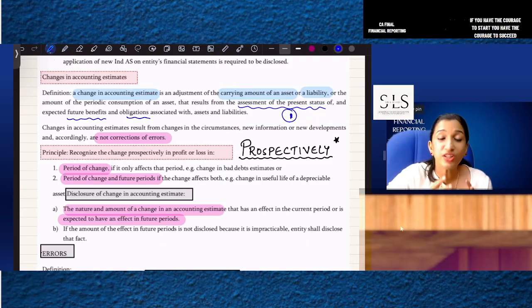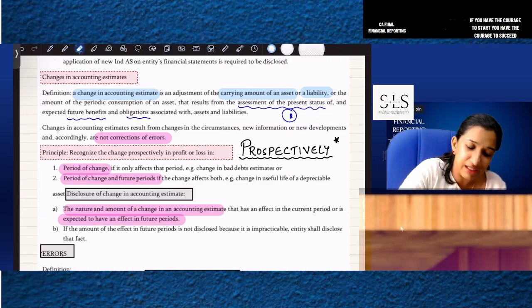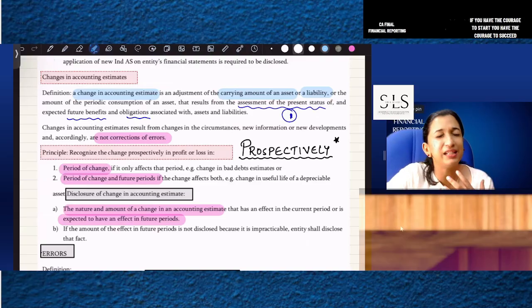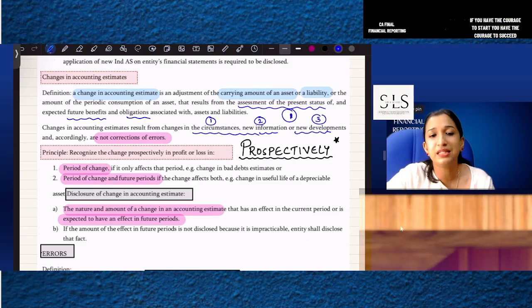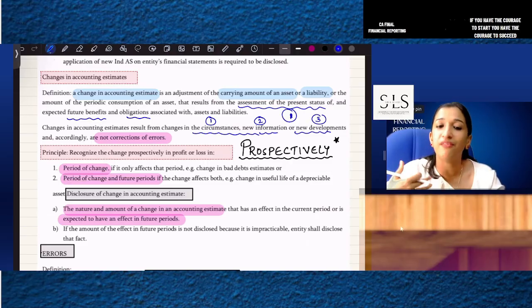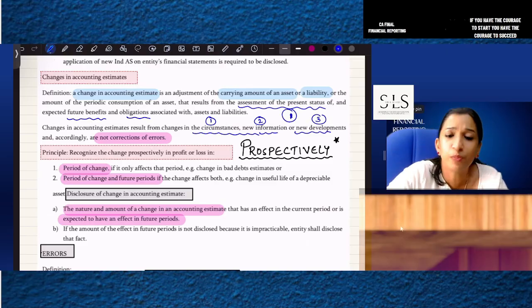Okay. So change in accounting estimates can be a result from. I want you to learn this line. Change in accounting estimate can be as a result of change in circumstances, new information, new developments, and change in accounting estimates are not errors. Change in accounting estimates are out of the development of new circumstances, new information, and not errors. Okay. Now, how is this change in estimate to be accounted? It is to be accounted prospectively.